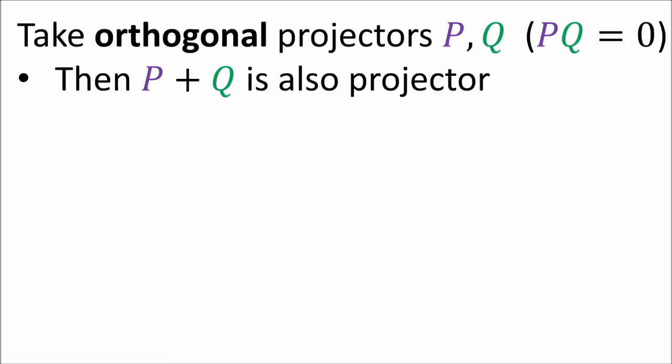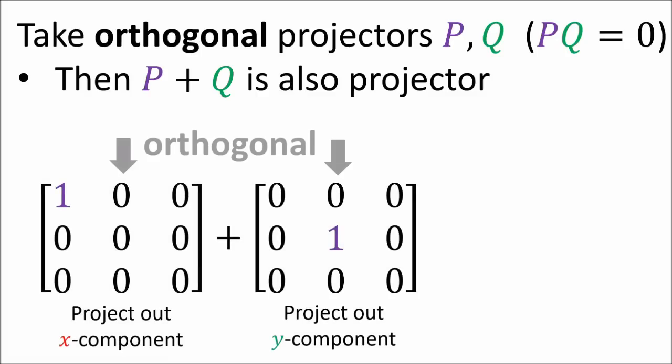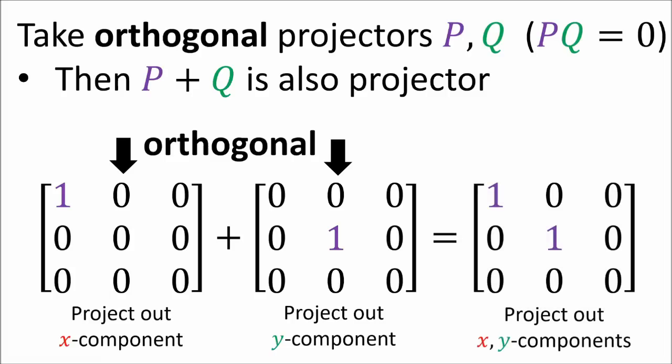So for example, a projector onto the x-axis and a projector onto the y-axis are orthogonal. But if we add them together, we get a new projector onto the xy plane.